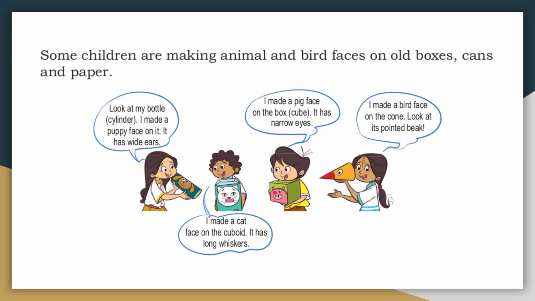It has narrow eyes. And this girl says, I made a bird face on the cone. Look at its pointed beak. So friends, here you can see these children have all used different shapes and drawn faces of different animals and birds. And how creatively they made them.